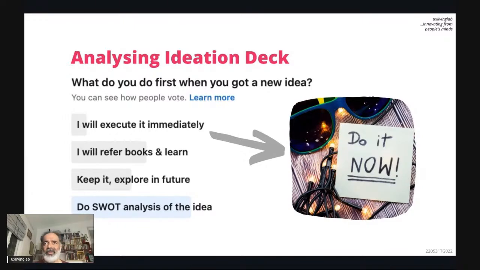And being a professional, as well as working in an organization, that's not a good habit: to execute an idea without proper analysis. It will affect others also.